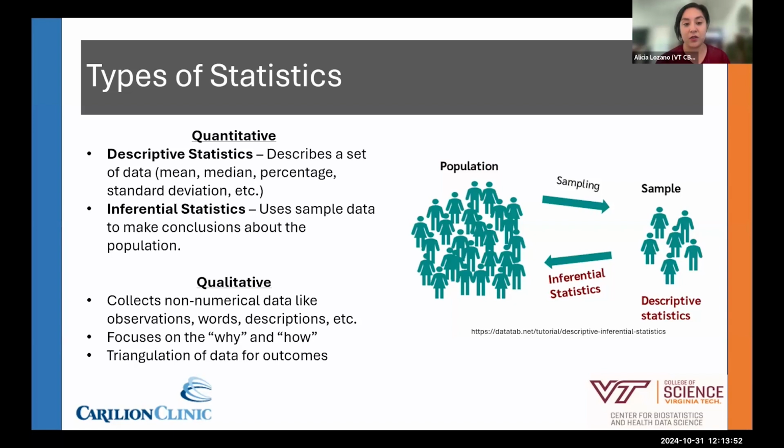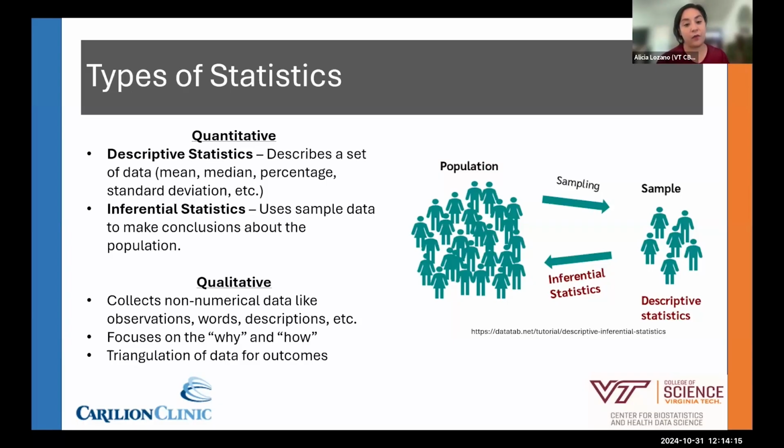And so common measures, or descriptive statistics, can include a mean, median, percentages, and standard deviation to examine the spread or variability in your data. An example of this: if we were to survey a group of people on their smoking habits, we might report the median number of cigarettes smoked per day. That would be a descriptive statistic.